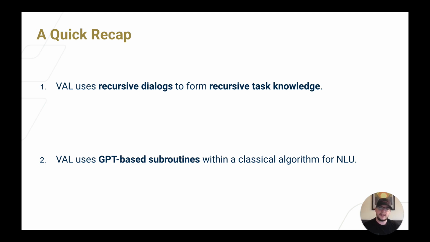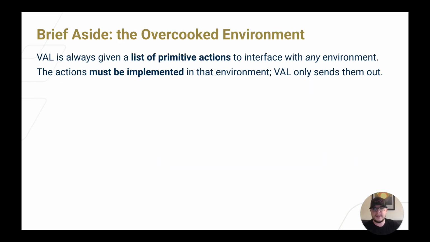So just to quickly recap before we move on, VAL uses recursive dialogues, and the recursiveness is clarifying unknown words and clarifying the substeps used to define those unknown words recursively. It uses these to form a recursive task knowledge tree, so knowledge of which tasks are subtasks of other tasks. And it uses GPT-based subroutines within a classical algorithm to understand the instructions from the user. And so we're going to go into some more detail about that.